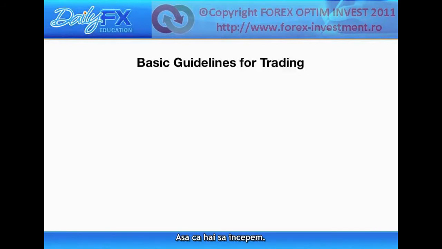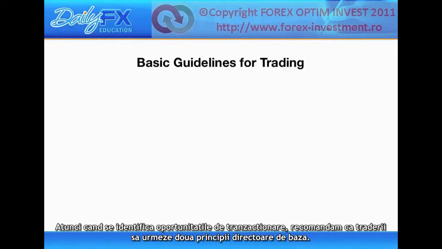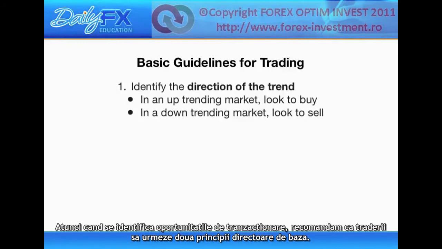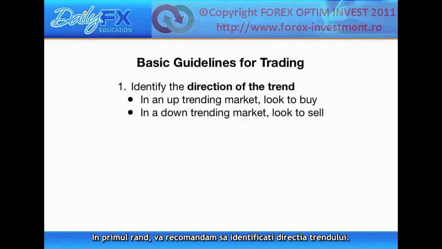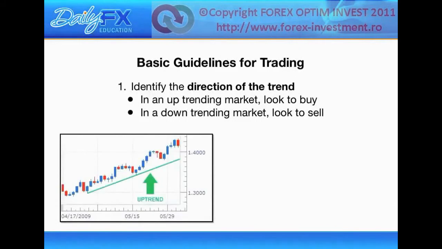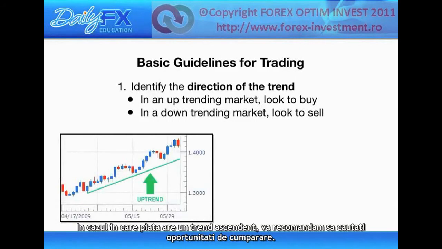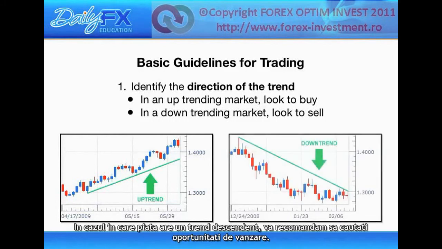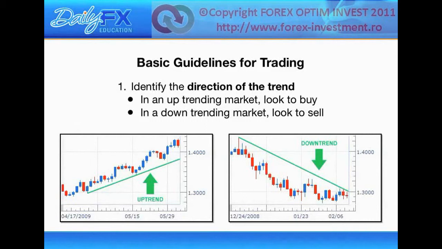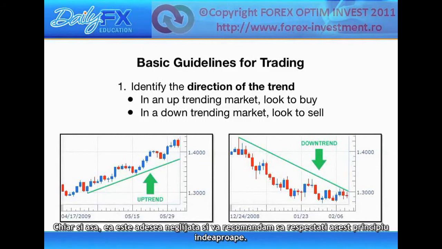So let's get started. When identifying trading opportunities, we recommend that traders follow two basic guidelines. First, we recommend that you identify the direction of the trend. If the market is trending up, we recommend looking for buying opportunities. If the market is trending down, we recommend looking for selling opportunities. This guideline is arguably much easier to abide by than the second guideline, but even still, it's often neglected, and we highly recommend that you closely adhere to this first guideline.